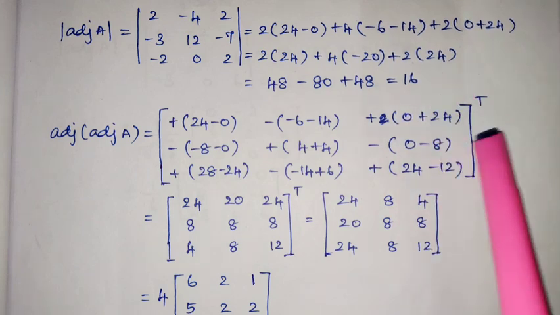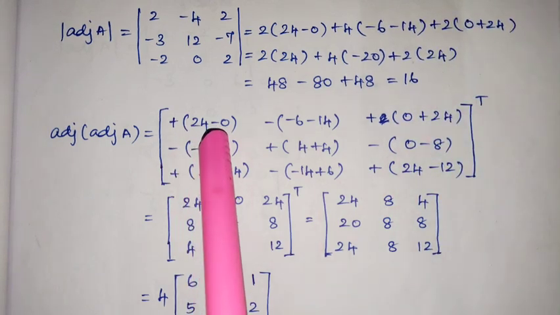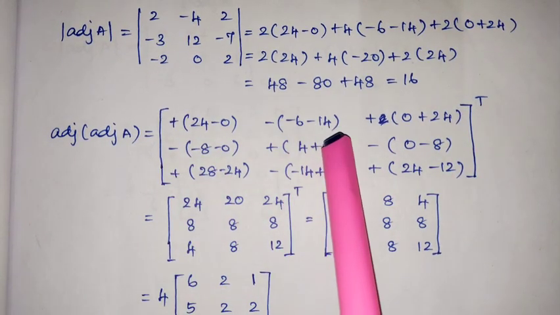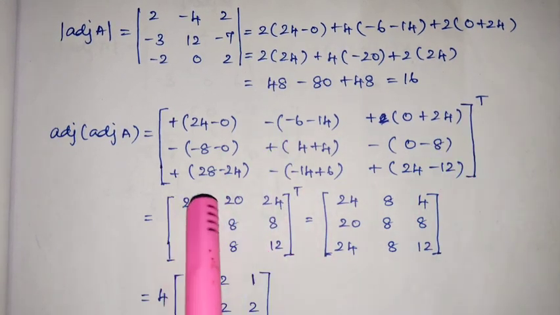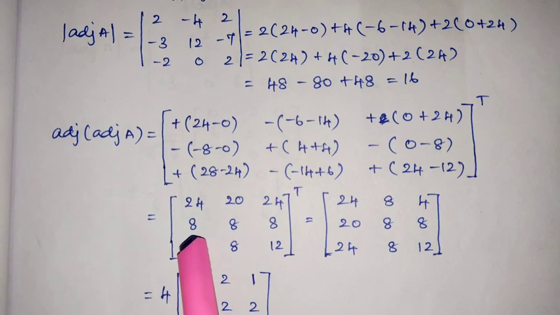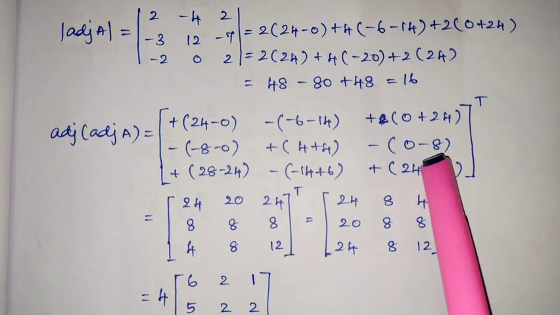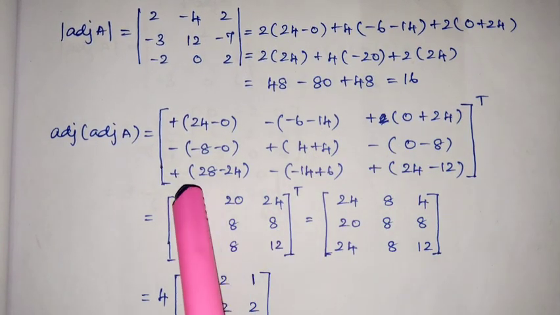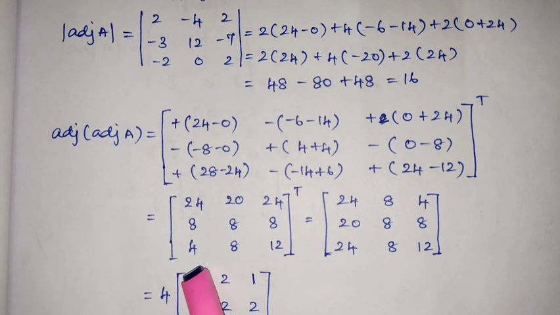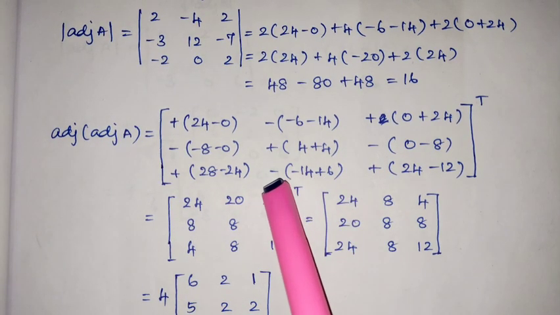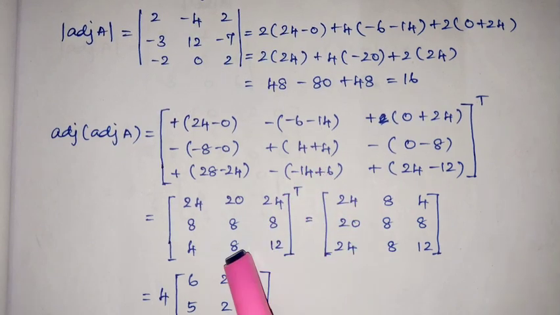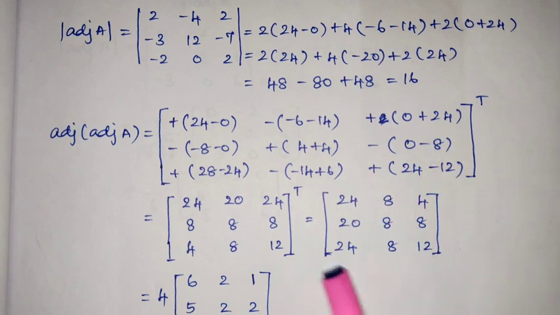Okay, so now you have to find the transpose of this element. So which is 24, 6 minus 14, minus 6 minus 14 is 20, that is a minus, that's why. 24 and minus 8, so there is a minus, so plus 8, this is plus 8, this is minus 8, there is a minus, so plus 8. 28 minus 4, 24 is 4, minus 16 plus 6 is 8, there is a minus, sorry, minus 8, there is a minus, so plus 8. 24 minus 12 is 12. Find the transpose of this element and the transpose value is written here.